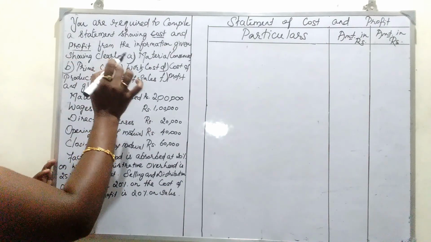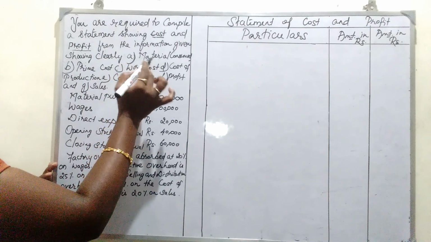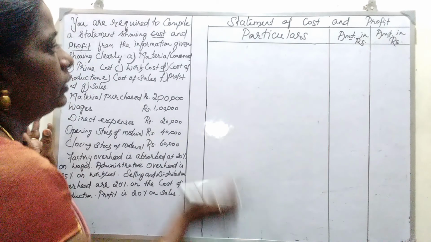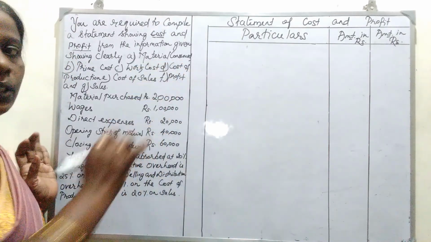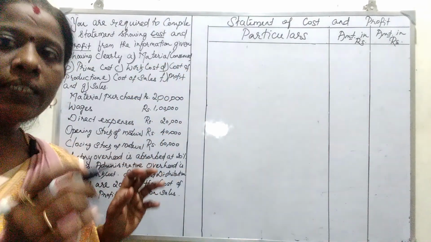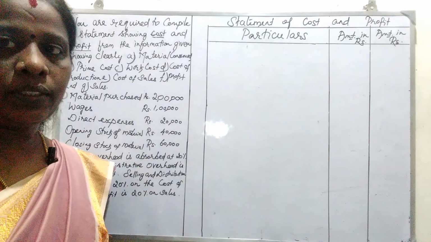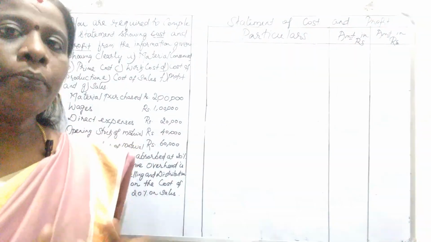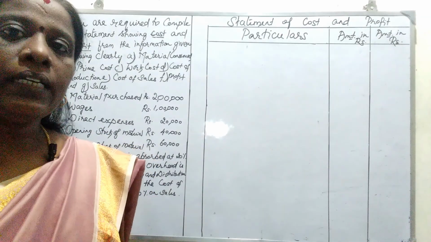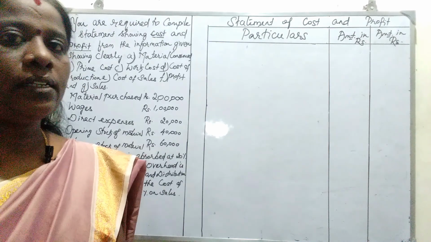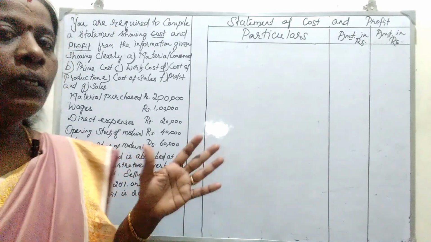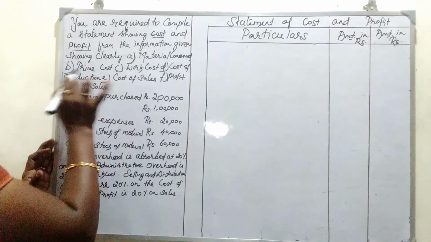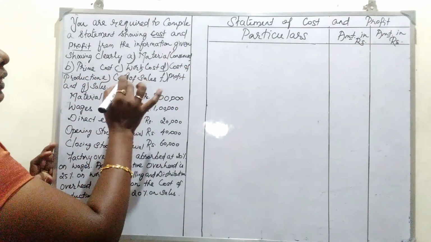Showing clearly the material consumed. What are the things we have to mainly find in the cost sheet? First one, material consumed. Material consumed means the raw material used for the production process. How much raw material is used for the production process. In some problems, the direct material used for the production process is directly given. But in this problem, some adjustment we have to make. Second one, prime cost. And third one, work cost.